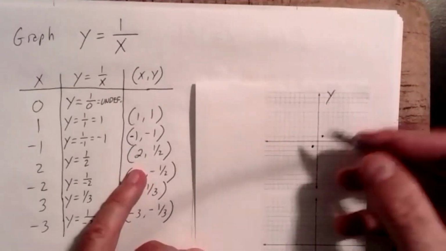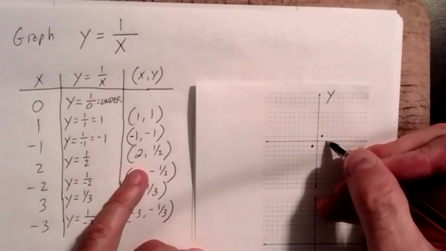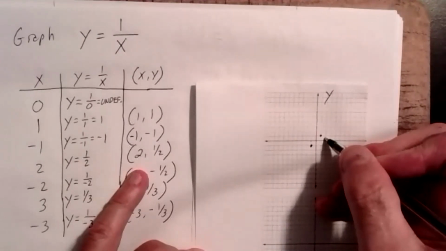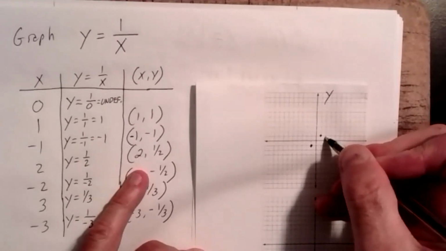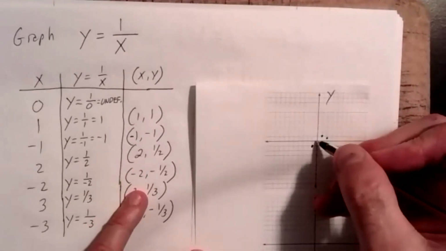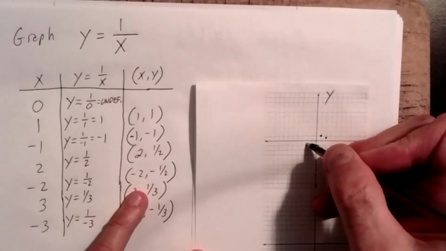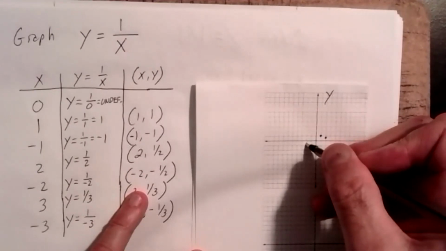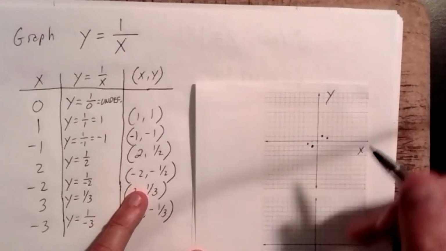Plotting 2, 1/2, start at the origin, move 2 to the right on the x-axis and only up a half parallel to the y-axis. -2, -1/2, start at the origin, go 2 to the left on the x-axis and then down 1/2 parallel to the y-axis.